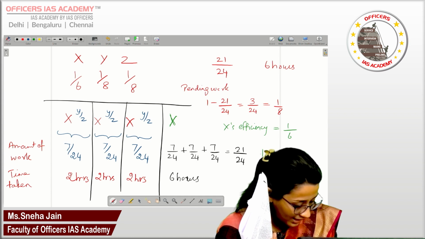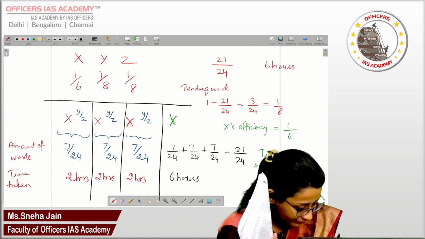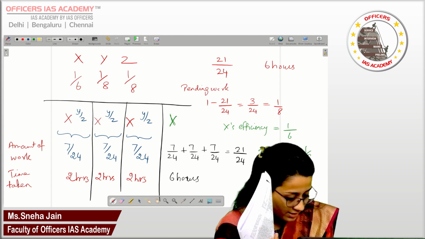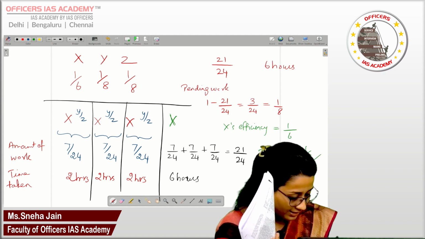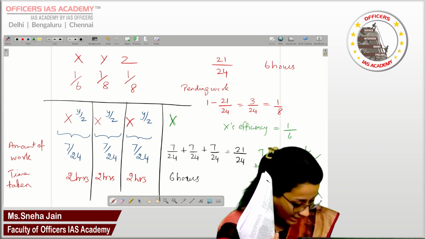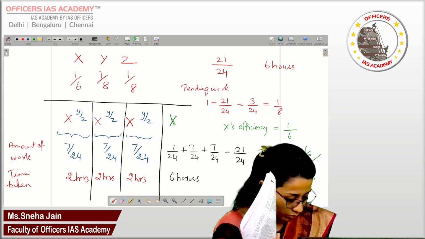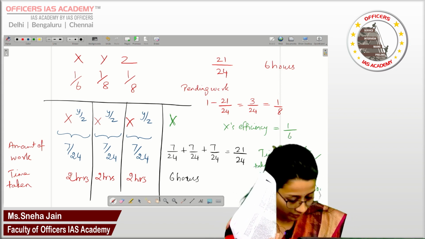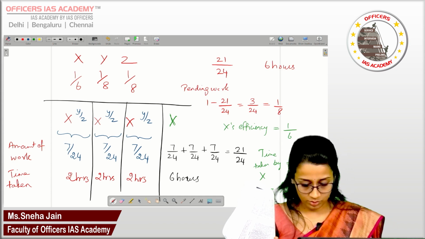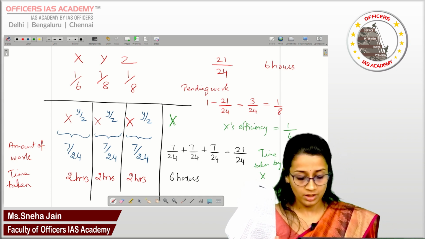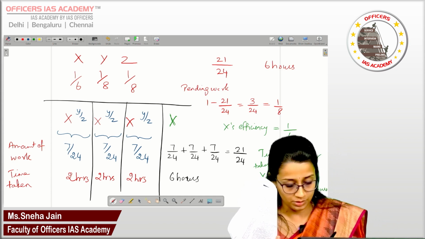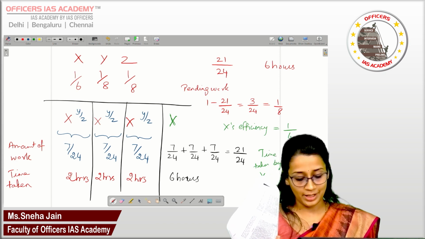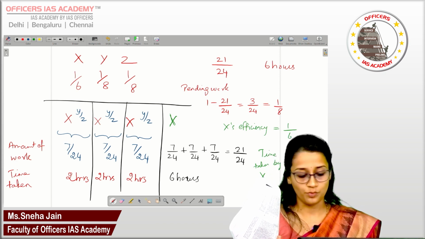The time taken by X would be 1 by 8 divided by 1 by 6. That is 6 by 8, which is nothing but 3 by 4th of an hour. Clear? So this will come to the denominator, the 6 will come to the numerator. It will become 6 by 8. I will cancel it: 2 3s are 6 and 2 4s are 8.